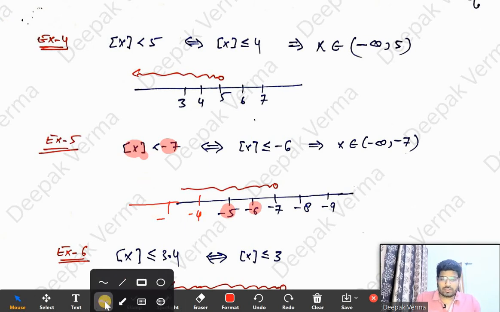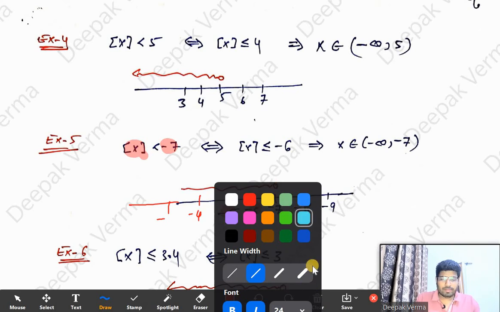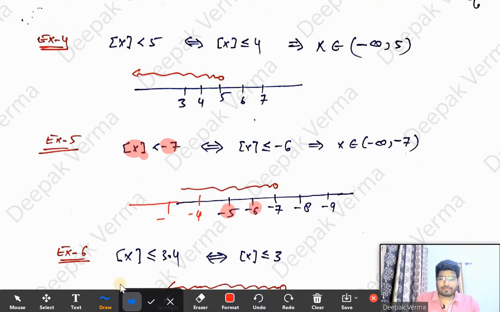No, this is not true. Make a correction here. On the left of minus 7, make minus 6 here, minus 6, minus 5. Here we have minus 8, minus 9, minus 10, minus 11. Got it? So there is a mistake.